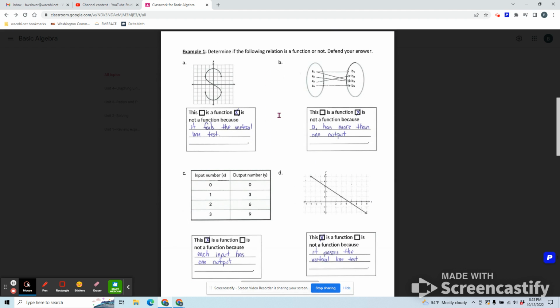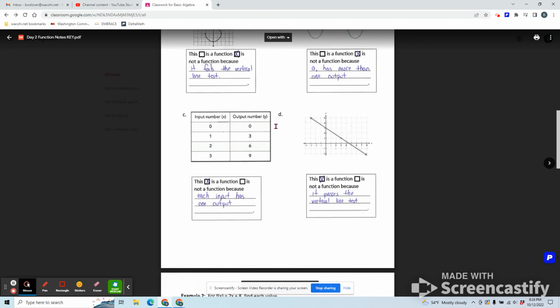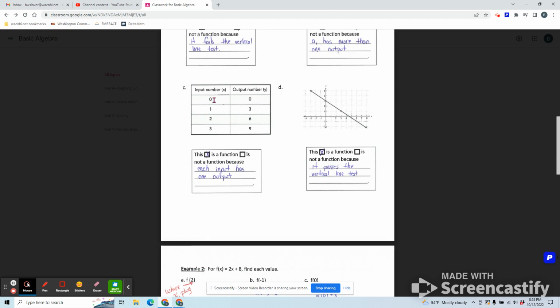Example 1 is asking you to determine if the following relation is a function or not. Defend your answer. Notice that they all have the same box because it's asking the same question. Does it pass the vertical line test? Nope. Yes. Is there one output for every input? No, because a sub 1 is going to two different outputs. Is there one input and one output? Yes.